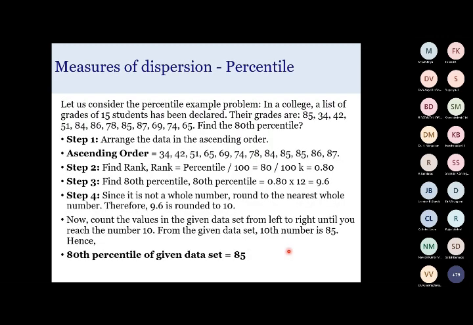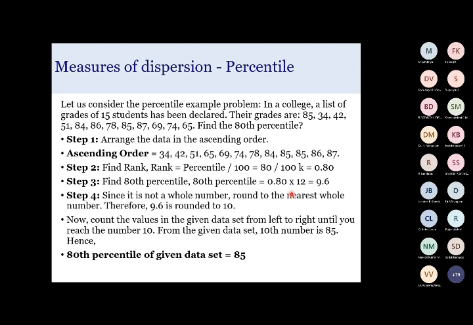Suppose the rank is a floating point value, not a whole number, what shall I do? Here we have an example, grades of 15 students. You have to find the 80th percentile. First we have to arrange it in ascending order. Then you have to calculate the rank. You get 0.80, and you have to calculate the 80th percentile. It is giving 9.6. So 9.6 is a fractional value. It is not a whole number. What you have to do is round it to the next highest value. So you will get 10.